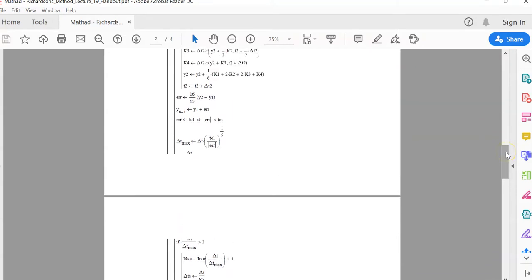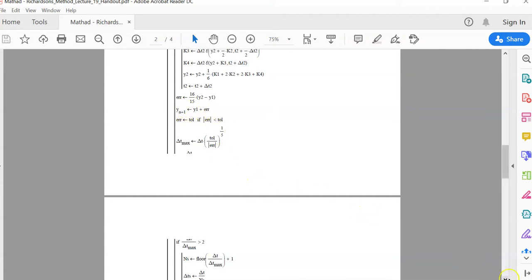So now what happened? You can calculate, this is your error. Now you calculate what is the error of the tolerance. So if the error is less than the tolerance, okay, you calculate the delta t max. And let's see what happens over here. So basically if the error is less than the tolerance, okay, you just go and apply this equation here.